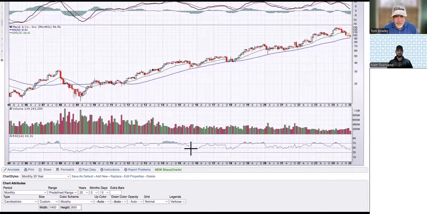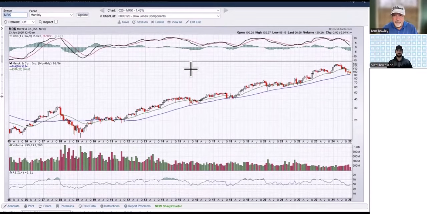Here, in 2015, we had monthly RSI in the 40s. Here we hit that 50-month moving average. And here, a little bit later into 2016, we got the monthly PPO down near zero. So right in this range was a great time to get into Merck. How about 2017 into early 2018?